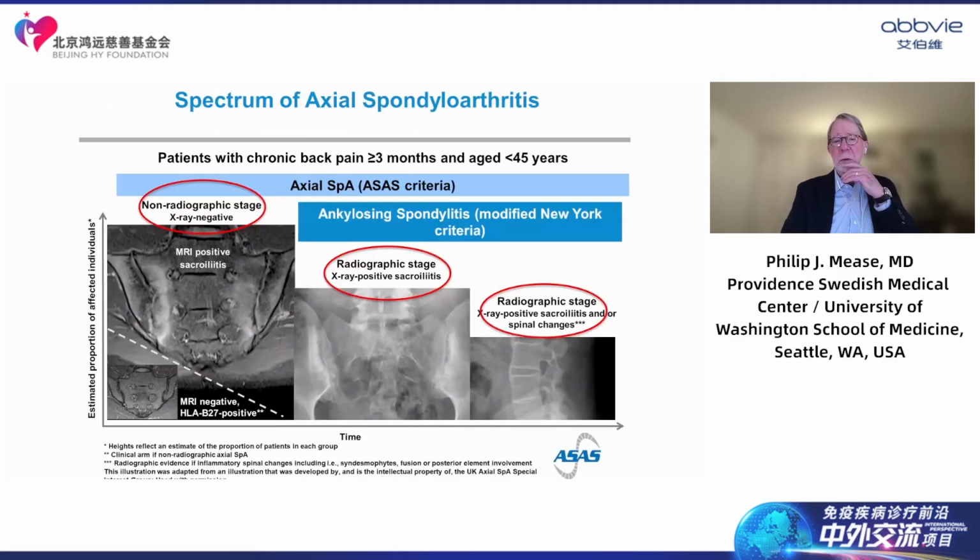Here is a depiction of what might be an evolution of the disease process, in which at first there may be inflammation in the sacroiliac joint region, as noted on the left. Some patients may not have initially disease in the SI joints, but eventually all do. And then later on, there is ankylosis of the joints and the spine.